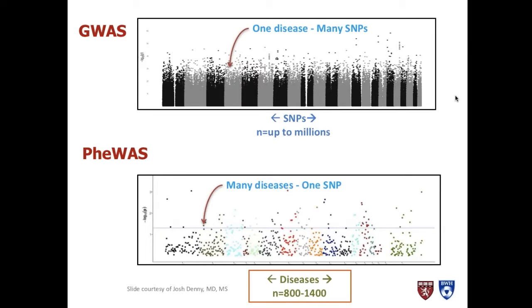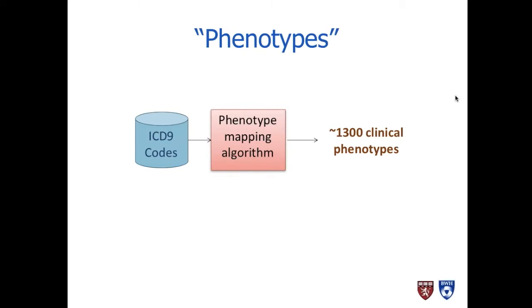Right now, the state of the art really is still using those ICD-9 codes, but grouped in a different way. The ICD-9 codes are now grouped by a phenotype mapping algorithm that the Vanderbilt group developed. It maps these ICD-9 codes into about 1,300 clinical phenotypes. Why do we need this?